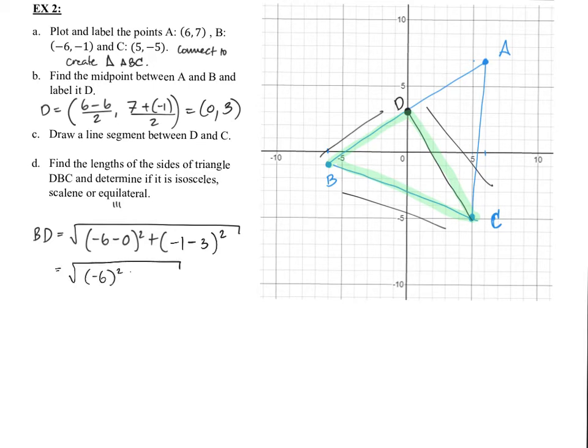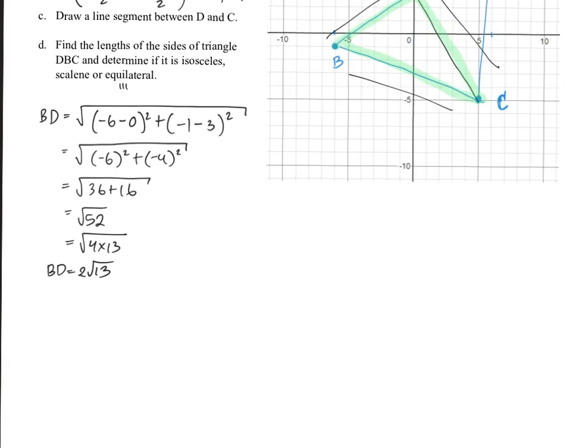So -6 squared plus -4 squared is going to equal the square root of 36 plus 16, which is 52. And we have to answer as simple as possible, so let's see, what is in 52? Looks like 4 is in 52. So 52 is 4 times 13, which simplifies into 2 root 13. So that is the distance between these two guys. Now let's go ahead and find the distance between the other ones.